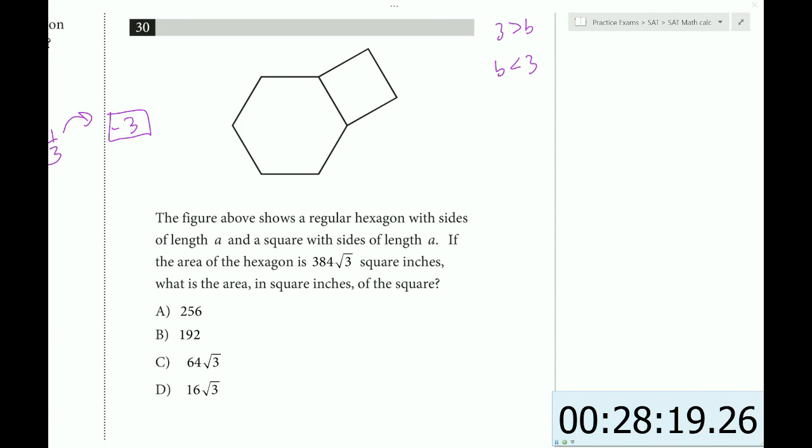Okay, the figure above shows a regular hexagon with sides of length A and a square with sides of length A. If the area of the hexagon is this, what is the area of the square? So one thing we can do whenever we have a hexagon is we can split it into a set of equilateral triangles. So here we have 6 equilateral triangles.